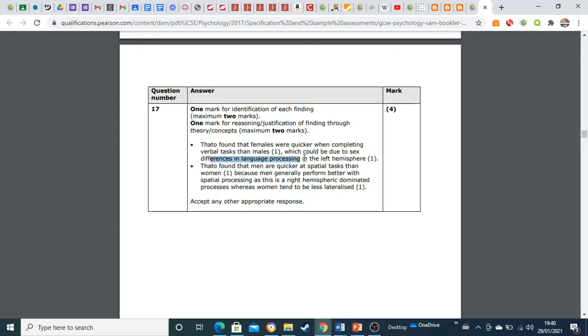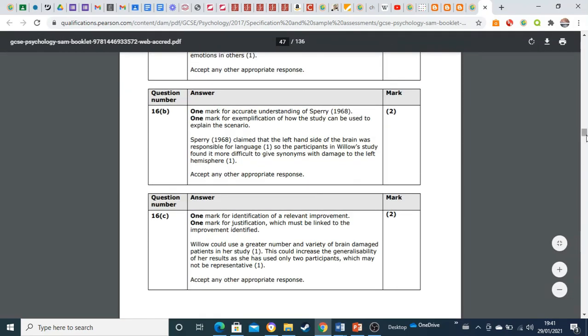Sex differences in language processing in the left hemisphere. Right hemispheric dominated processes, whereas women tend to be less lateralized. Okay, that's a good thing to know. Women tend to be less lateralized than men because, if you remember, they can use both hemispheres for language tasks, for example. Sex differences in language processing in the left hemisphere. Yeah, I'd call that a cop-out answer. I mean, it's true, but it doesn't say anything specific. But oh well, that's what the mark scheme says.